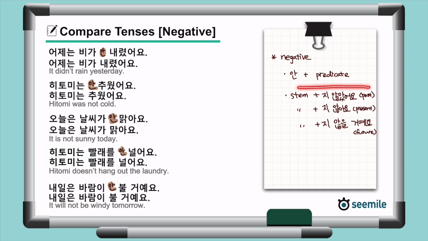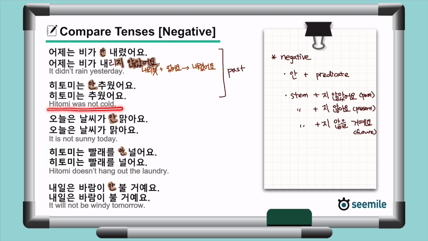The next way is by using the 지 않다 ending. 어제 내렸어요, 추웠어요. This is about the past, so 어제는 비가 내리지 않았어요. 히토미는 춥지 않았어요.